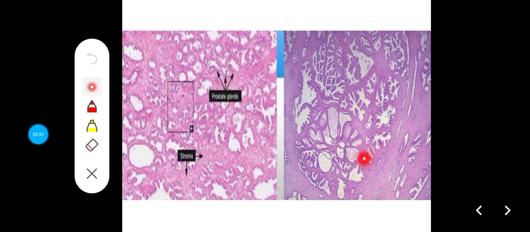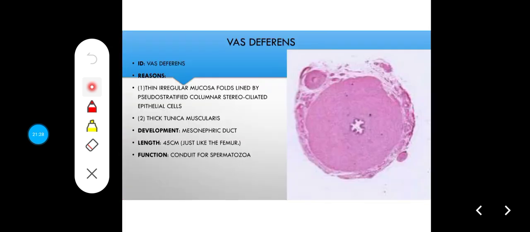Same thing here. You can also appreciate the glandular part with serrated margins. They are numerous here, suspended within abundant fibromuscular stroma. It's quite easy to identify. See that? So they are numerous. So that's it for the prostate.